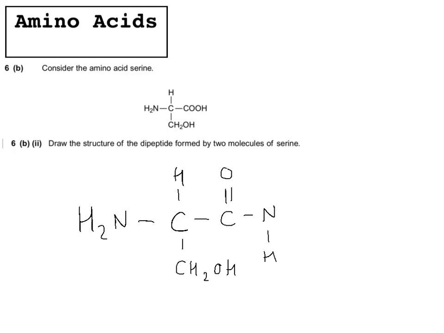And then just draw, again, the rest of the amino acid. So there you've got two distinct bits. There's one of them, there's the other one, and that's the dipeptide. Remember, dipeptide means two of them. As for the tripeptide, you'll have to draw three of them in a row, and so on.